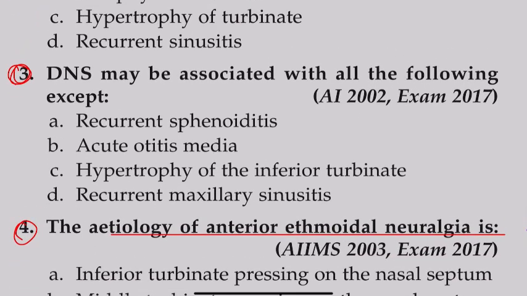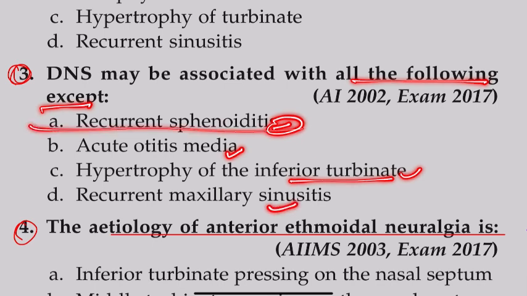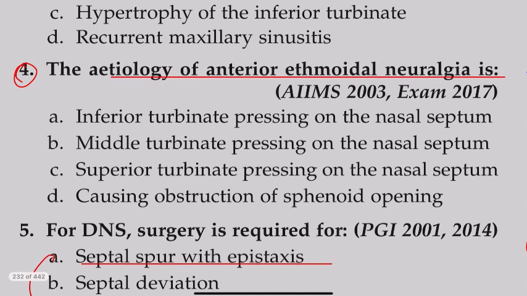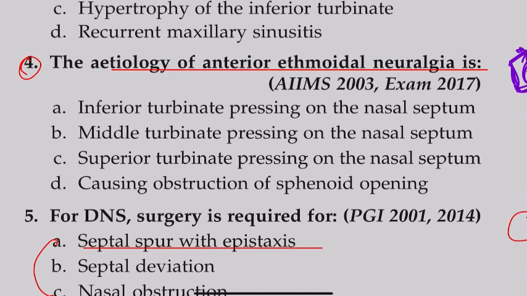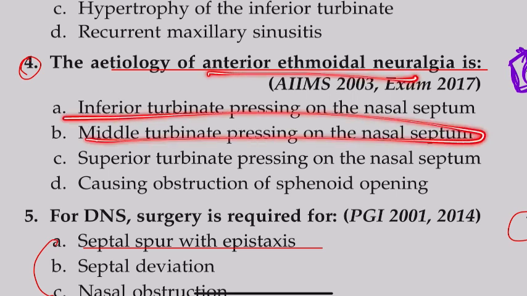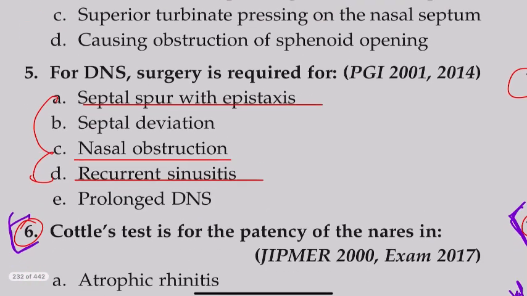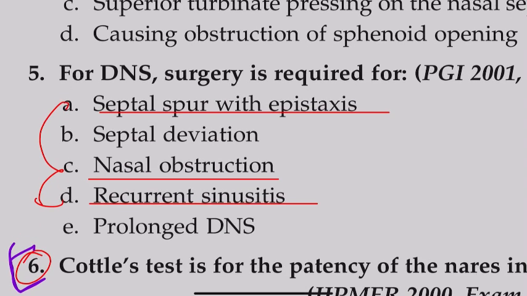DNS may be associated with all of the following except recurrent sphenoiditis. It is not associated with recurrent sphenoiditis. Acute otitis media, yes, it may be. Hypertrophy of inferior turbinate, yes. Recurrent maxillary sinusitis, yes. So the answer is recurrent sphenoiditis. The etiology of anterior ethmoidal neuralgia is the middle turbinate pressing on the nasal septum. For DNS surgery, what is required?